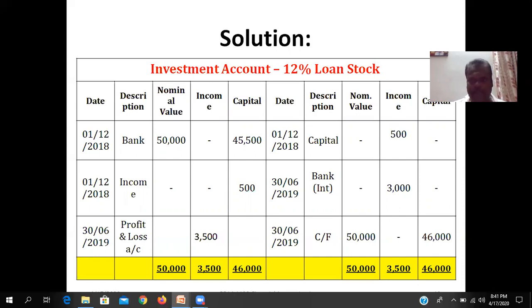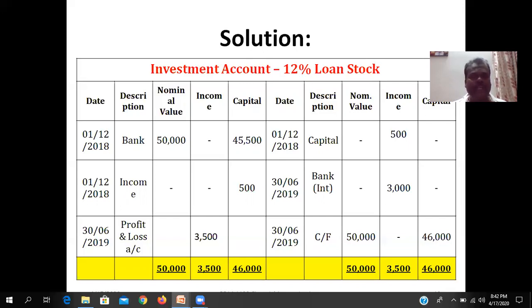So that should be debited to the capital column. But before recording that 45,500 into the capital column, we had to check whether this investment was purchased cum interest or ex interest. If it is cum interest, we should adjust the pre-period interest and remaining amount should be debited to the capital column. That is what we have seen in the first example. At the same time, if the investment is purchased ex interest, we don't need to worry about this straight away. We can put the calculated capital value under the capital column. So then 45,500 is debited to the capital column.